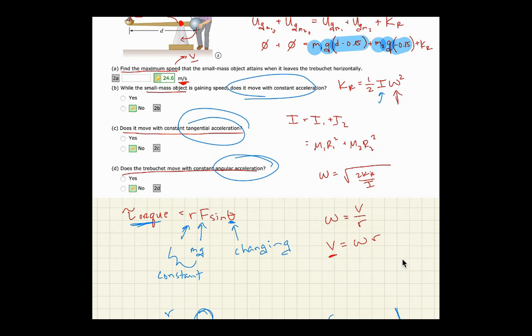Yay! So that's the end of the rotational kinetic energy problems. I'll be posting this video along with a next video of rotational momentum.